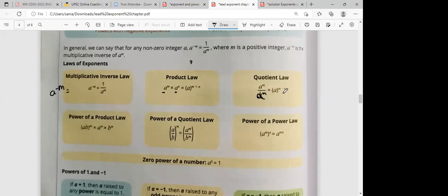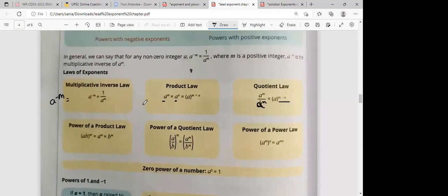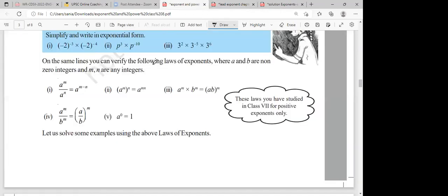If you have same bases, then you're going to subtract it. And this one is the power of a quotient law. Clear? So instead of writing it like this, just write it in a simple form like this. These are the laws. You have 5 laws, or you can add one more law which you have already discussed: if it is a raised to the power minus m, then it is 1 upon a raised to the power m.